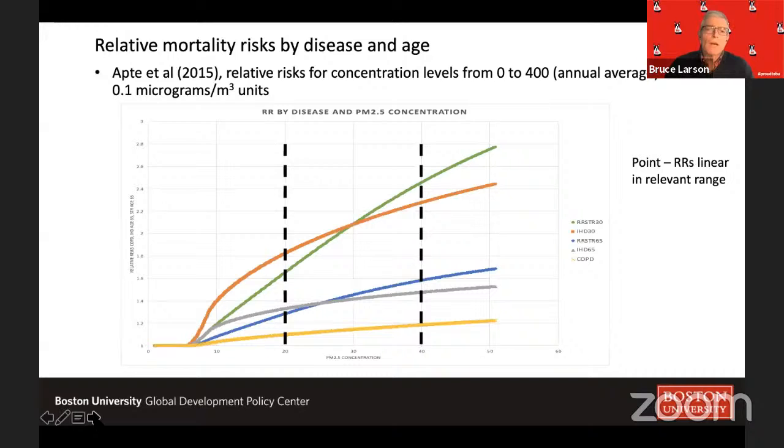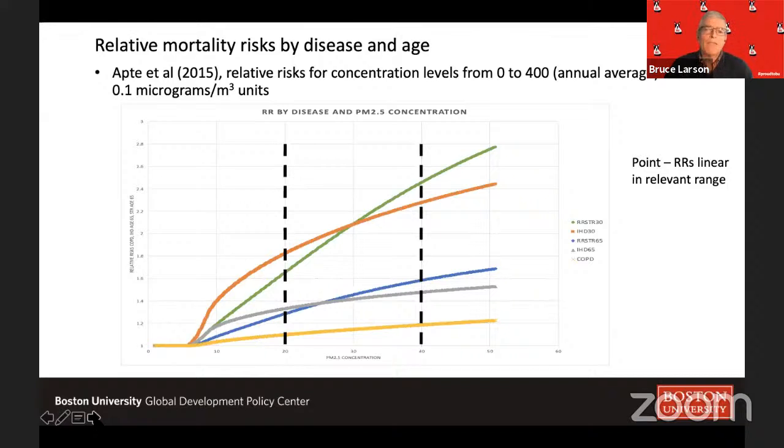Just for perspective, what do health risks from PM2.5 look like based on age and different disease categories? The horizontal axis is PM2.5 concentrations, and those two dashed black lines are between 20 and 40 micrograms per cubic meter annual average. On the vertical axis, relative risks start at 1, essentially no additional risk, and increase up to 1.8, which would mean 80% higher risk than without those concentrations. These lines are increasing and concave at very low levels, perhaps 10 to 15 micrograms, but once you get up into the 10 to 40 range, each of these relationships by disease and age is relatively linear.